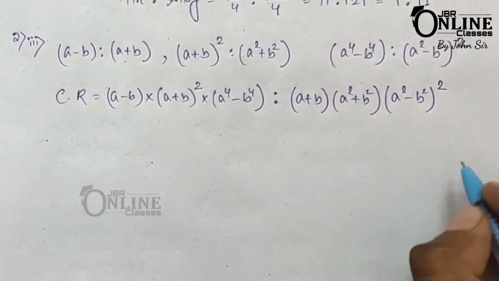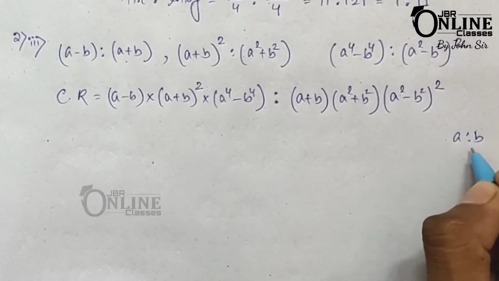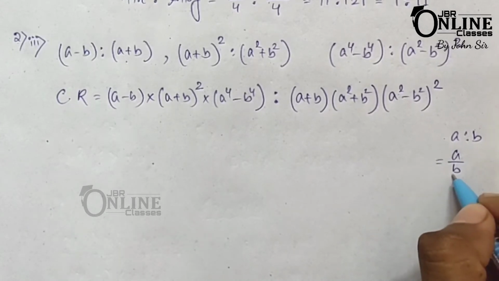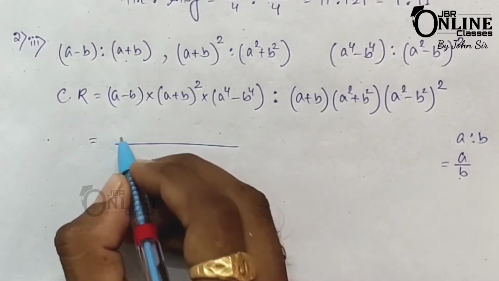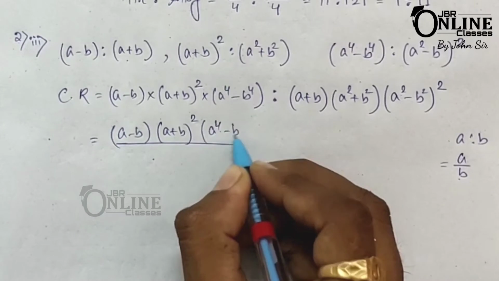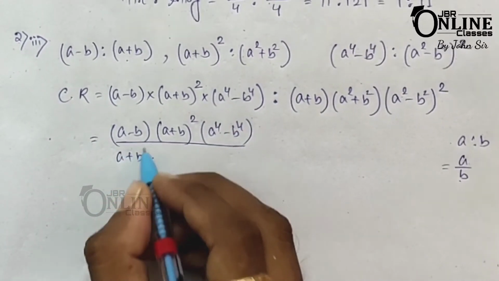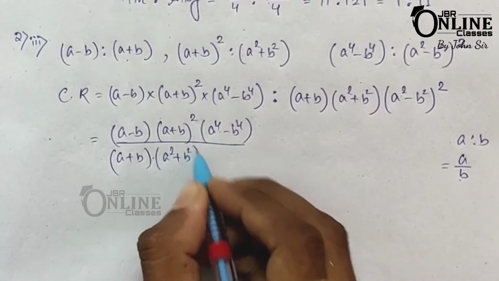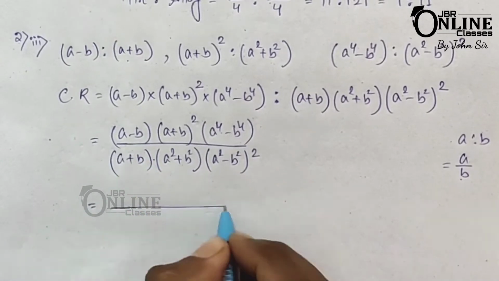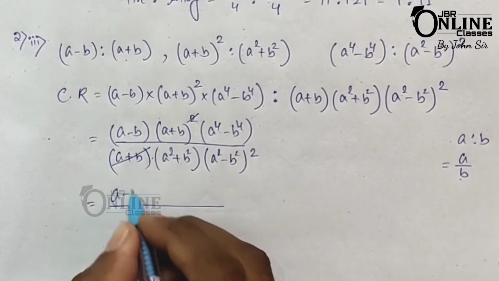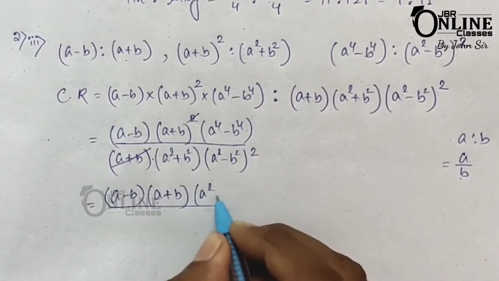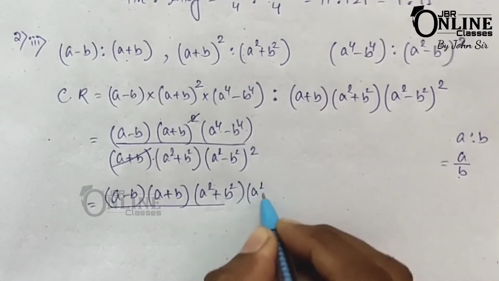Now suppose a is to b is the ratio, so we can write this ratio in the form a by b. So here we can write it in this form: a minus b into a plus b whole square, and a to the power 4 minus b to the power 4, divided by a plus b into a square plus b square into a square minus b square whole square. So here a plus b cancels with this square, so that equals a minus b into a plus b, and a to the power 4 minus b to the power 4 we can write as a square plus b square into a square minus b square.